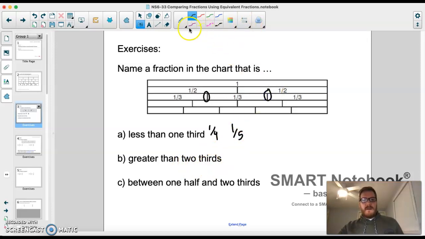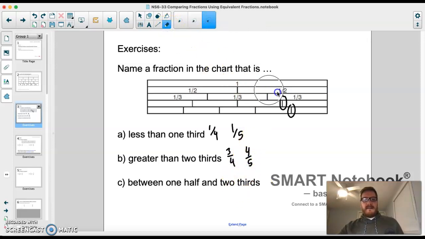The next one we look at is something greater than 2/3. So there's our 2/3 line. I'll just erase the other line for a sec. There's our 2/3 line, and we need something greater, right? So we're looking at this line and this line, which is 3/4 and then 4/5. Both of those numbers are larger than 2/3.